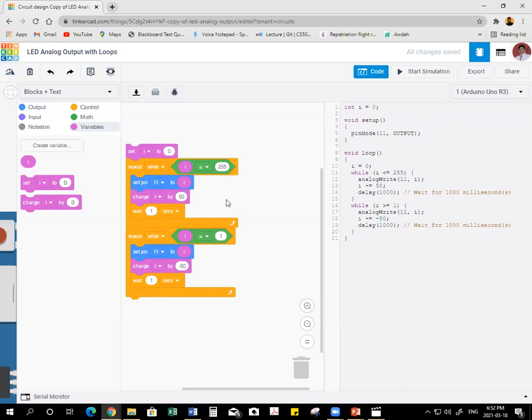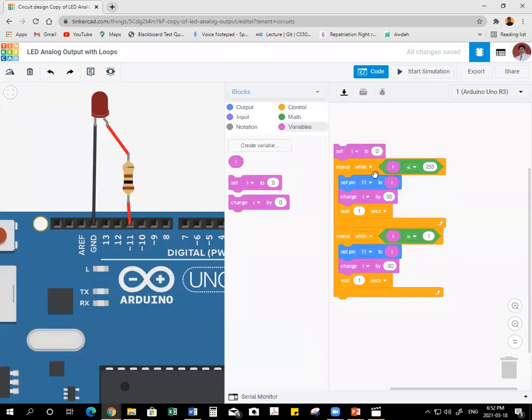If you want to increment with a small value, you can increment with 1, 1, 1, but it will take much time to see the result. So 50 is good. This is about the analog output with loops.